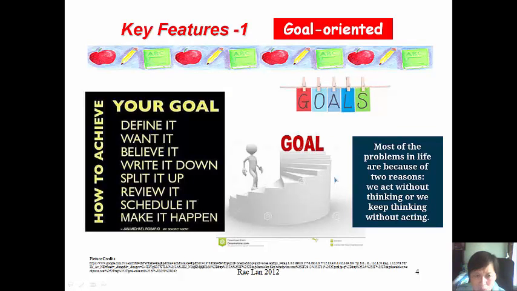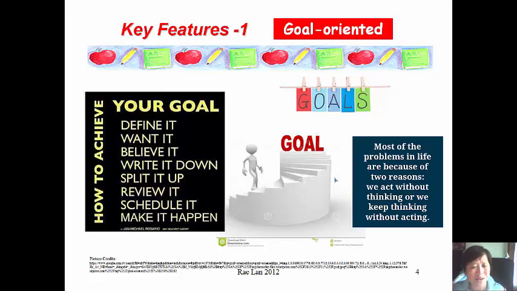Now let's start with the first feature of language learning strategies. They are goal-oriented. What do we mean by that? Well, we set up goals in our life, and then we try our best to achieve the goals. So how do we do that? We need to use methods. We need to use different skills or ways. And these methods and skills are what we mean by strategies.